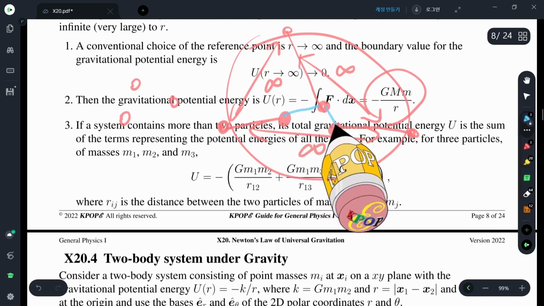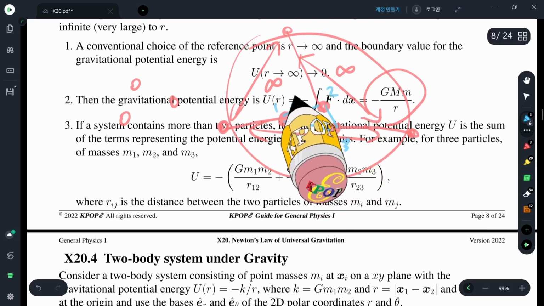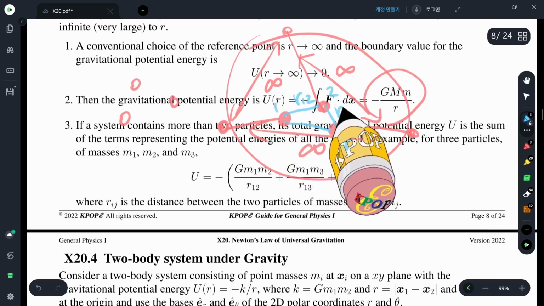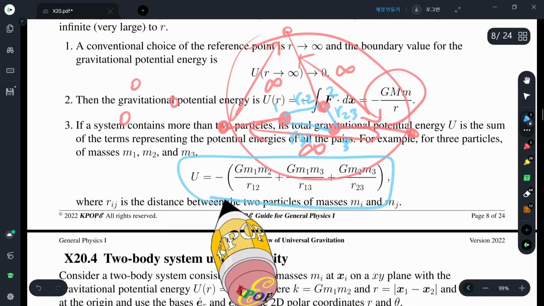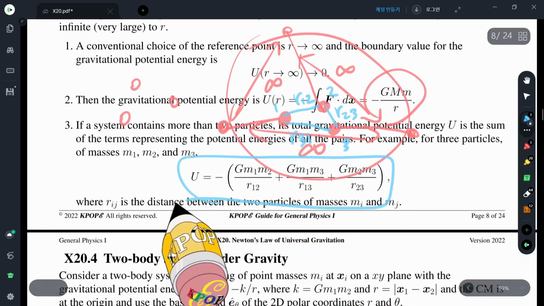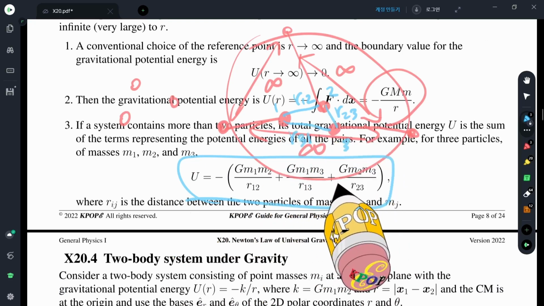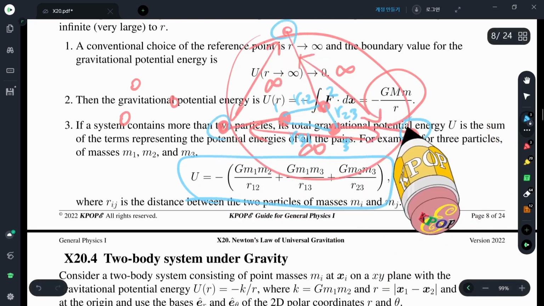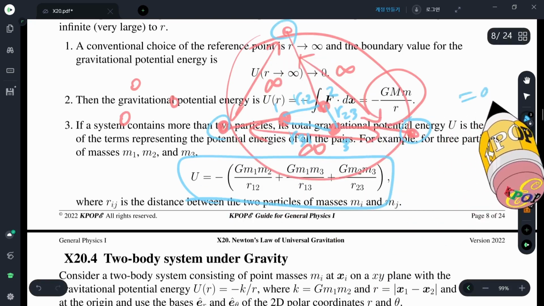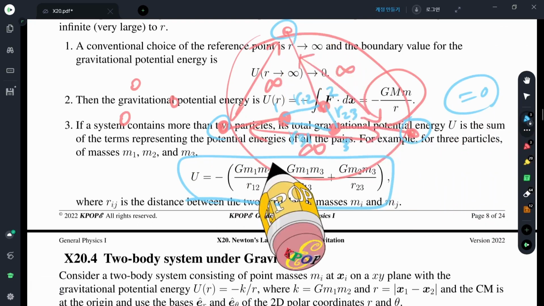And the distances between objects 1, 2, 3 are R12, R23, and R31. Then the final result will be like that. If you do the integral, you will find exactly the same result, assuming that at infinity the total potential energy is set to be 0, when all three massive objects are far from each other.